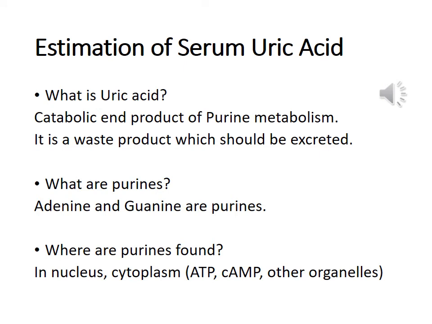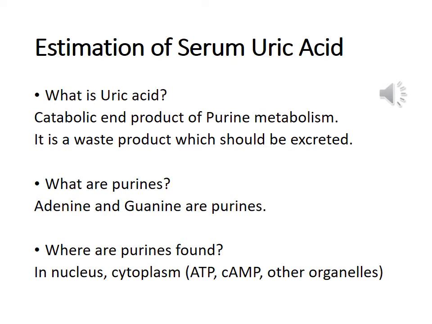Let's come to the last test for today, estimation of serum uric acid. What is uric acid? Uric acid is the catabolic end product of purine metabolism. Again, it's a waste product which should be excreted. What are purines? Purines are nitrogenous bases, adenine and guanine. Where are these purines found? They are found in the DNA as adenosine triphosphate, guanosine triphosphate, ATP and GTP.